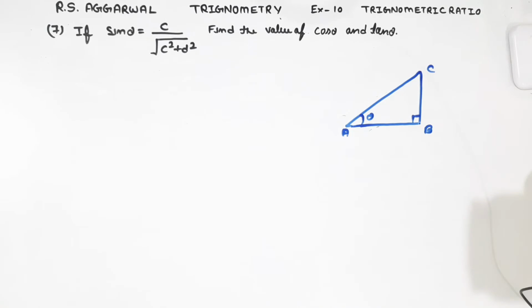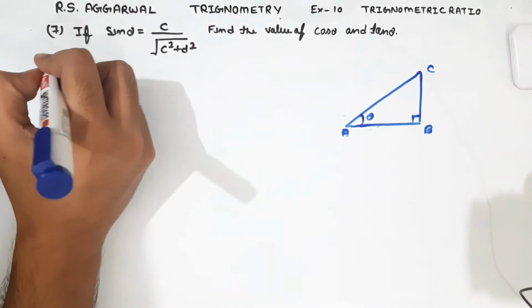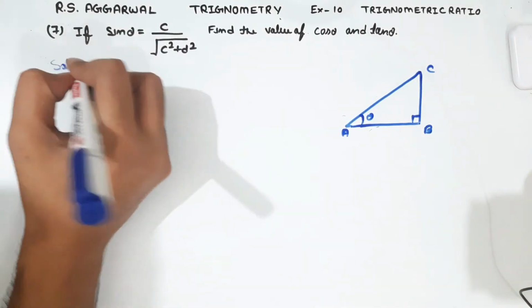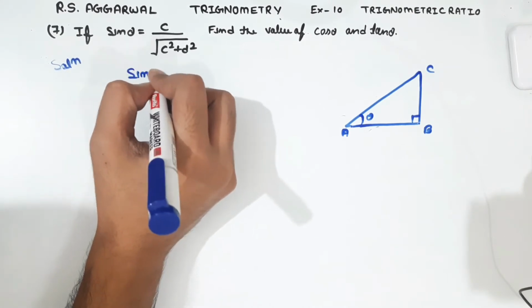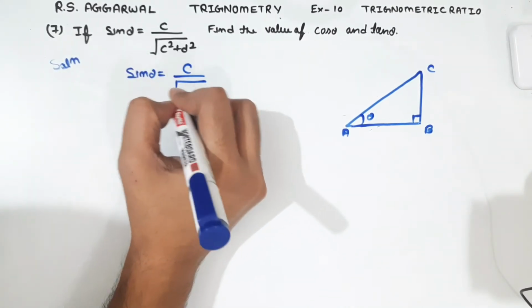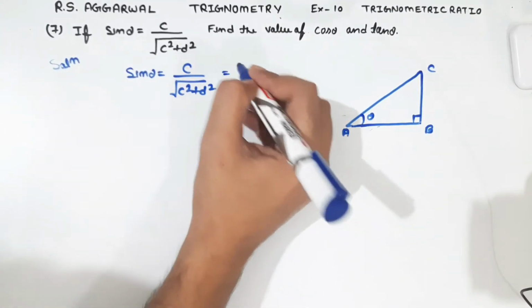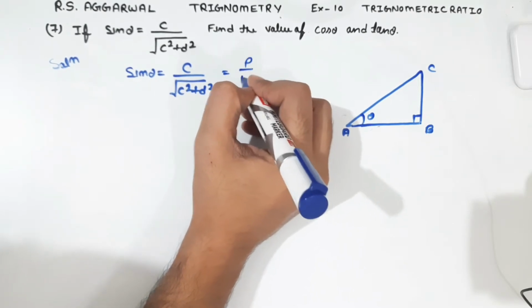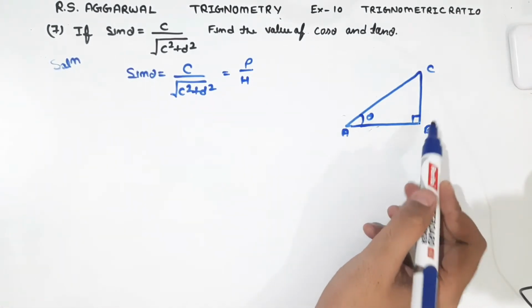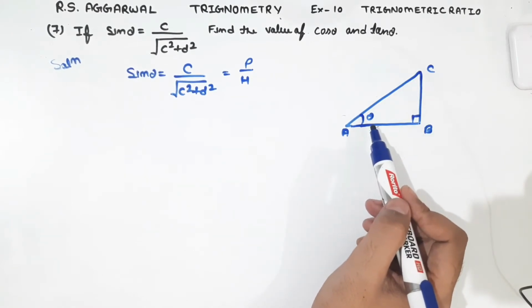R.S. Agrawal, chapter trigonometry, exercise 10, trigonometric ratio. In question number 7, if sin theta is equals to c upon under root c square plus d square, find the value of cos theta and tan theta. So we have given sin theta, that is c upon under root c square plus d square, and we know that sin theta is given by perpendicular upon hypotenuse.